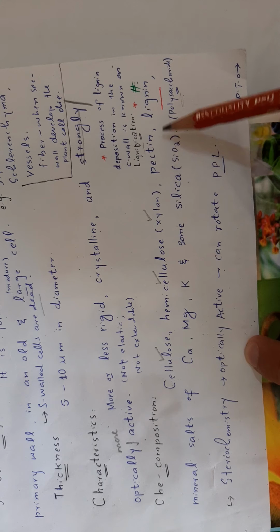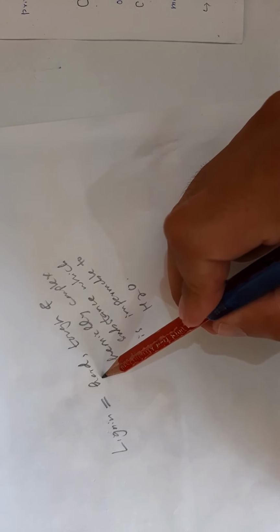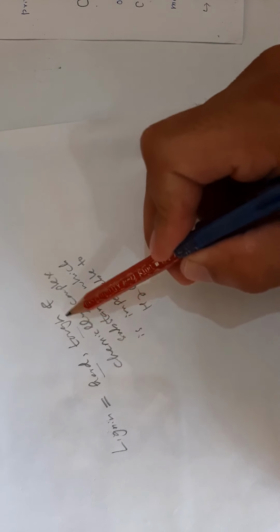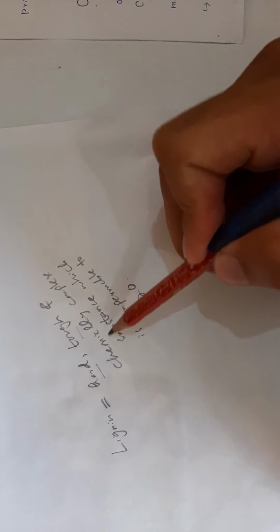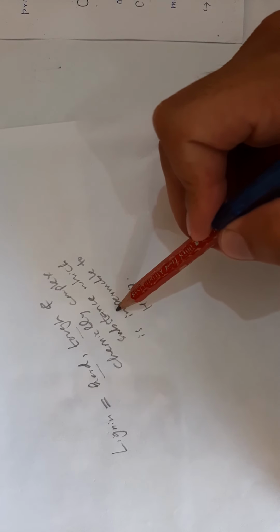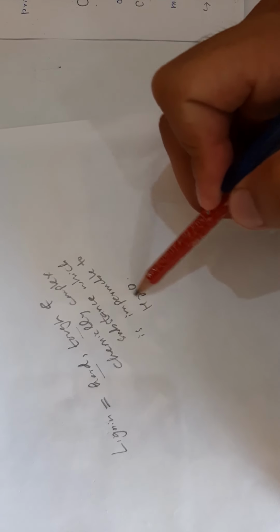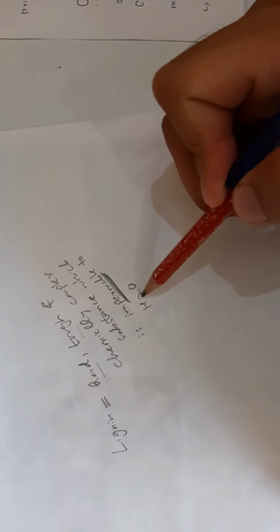Chemically, secondary wall is composed of cellulose, hemicellulose, made up of 5 carbon sugar known as xylan, pectin, a polysaccharide, lignin. What is lignin? Lignin is hard, tough, and chemically complex substance, which is impermeable to water. And the process of lignin deposition in the cell wall is known as lignification.